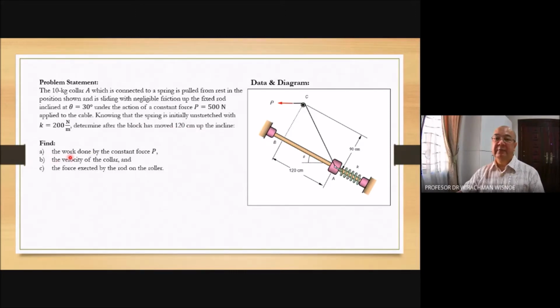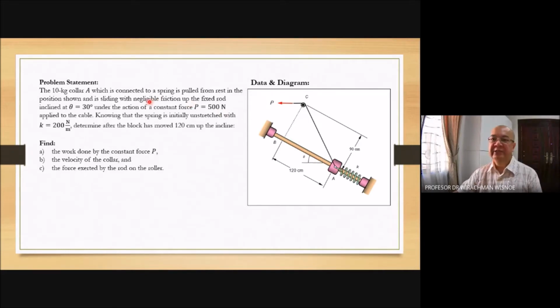A, the work done by the constant force P. B, the velocity of the collar. And C, the force exerted by the rod on the roller. There is a collar here attached to a spring. So if it is pulled, the collar will move to the left, but the spring will give a resistance.